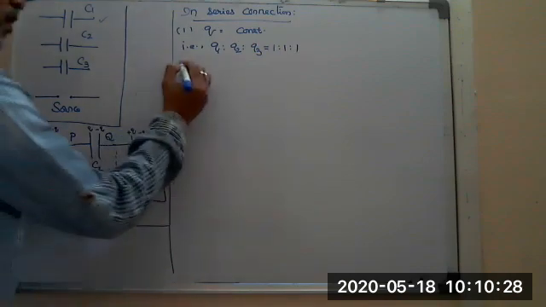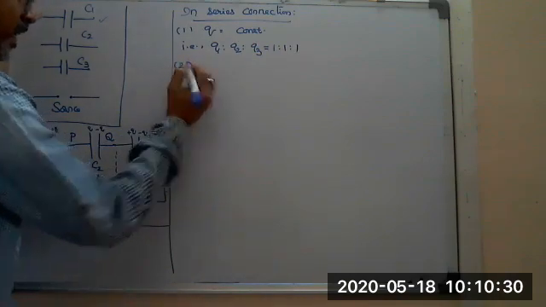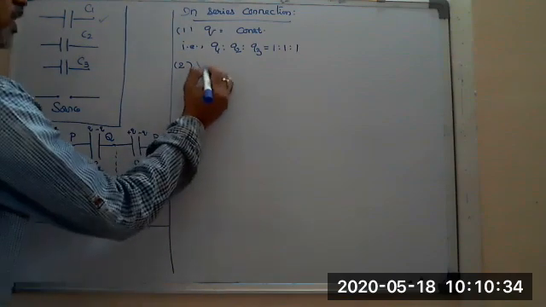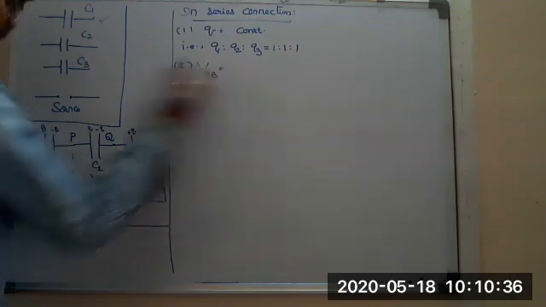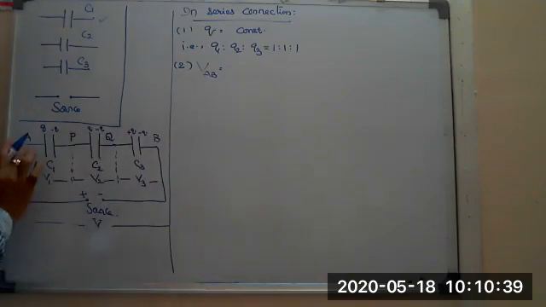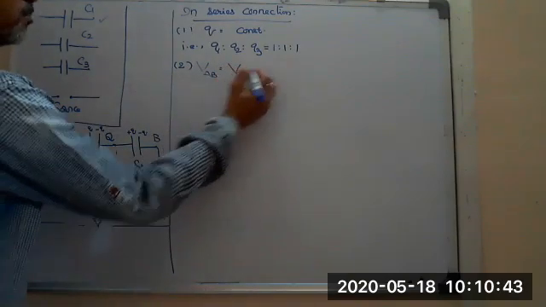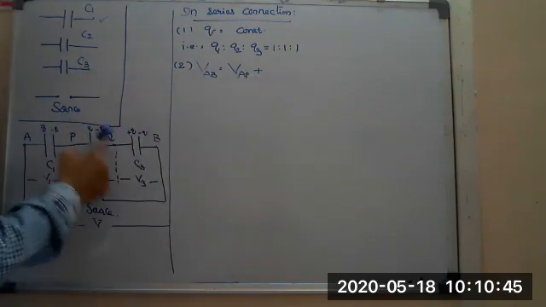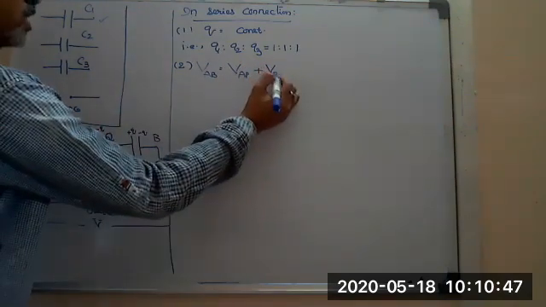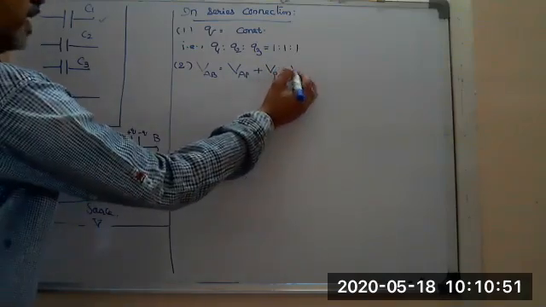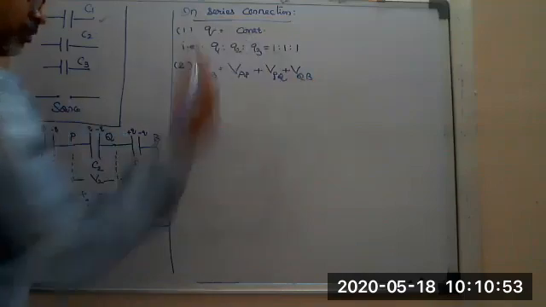And number two, the total potential difference across A and B, between these two points, I write as V across AP, plus in continuation V across P and Q, plus in continuation V across Q and B.